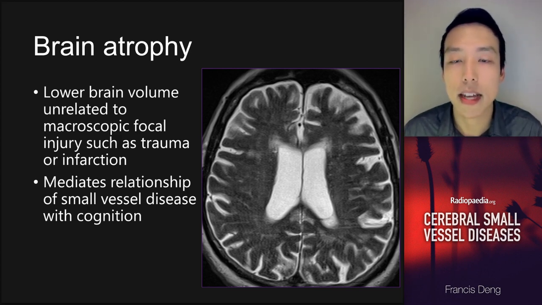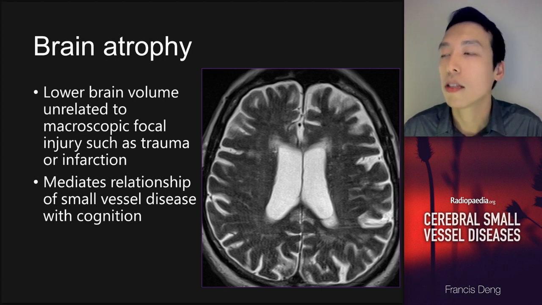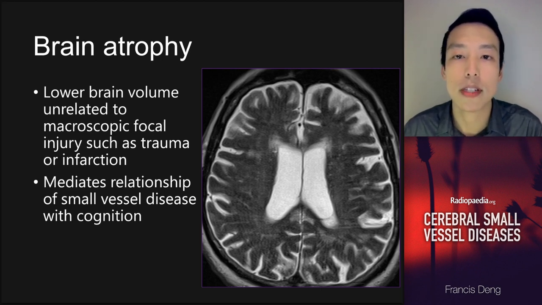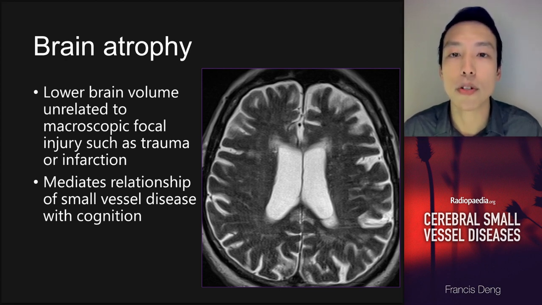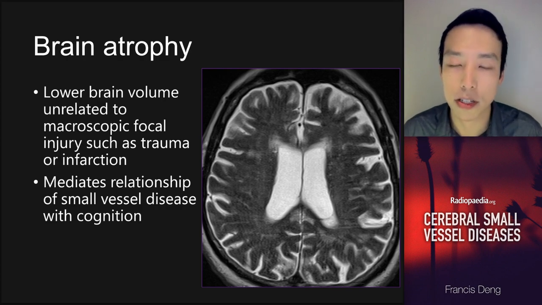And they want to highlight this as a marker of small vessel disease because it is what mediates the relationship between small vessel disease and impaired cognition. I think of it as the common final pathway for a number of neurodegenerative disorders as well as small vessel disease impacting cognition.